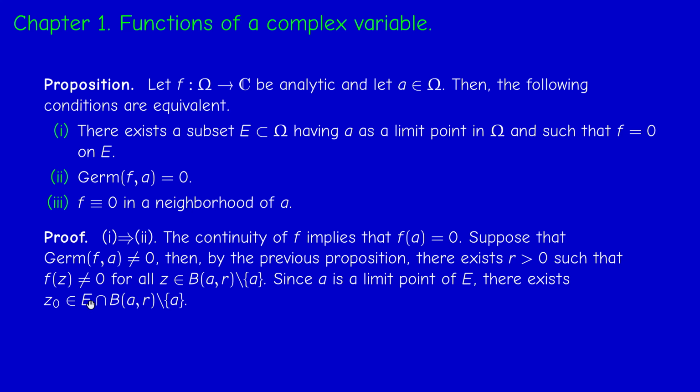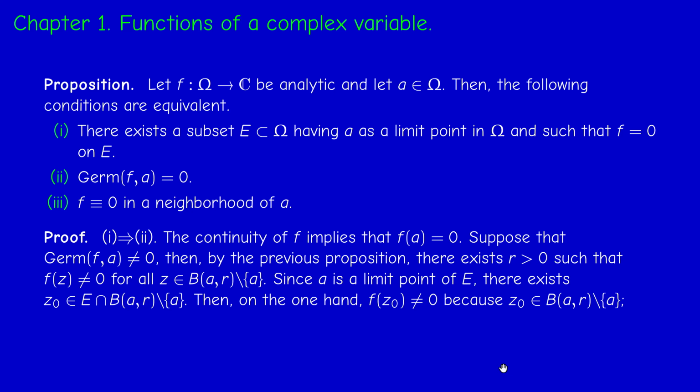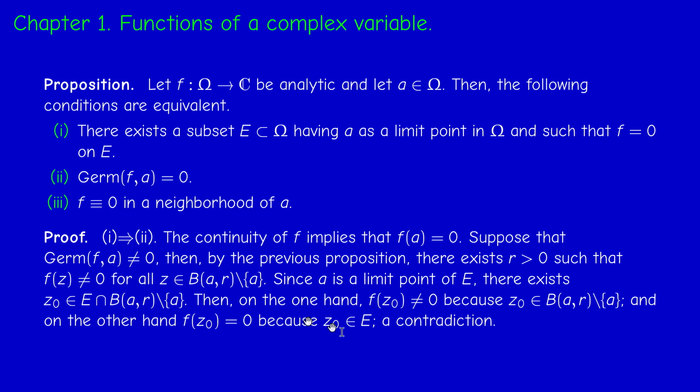So I choose a point Z0 in this intersection. So of course Z0 is different from A. Now, on the one hand, by the previous proposition, we know that A is the only zero inside B(A, r). So since Z0 is in this punctured disk, F of Z0 does not vanish. This is because A is isolated. But on the other hand, since Z0 is in E and F vanishes on E, then F must vanish at Z0. And this is a contradiction. So what was wrong? This assumption was wrong. So actually the germ of F at A is trivial. Okay, so 1 implies 2.